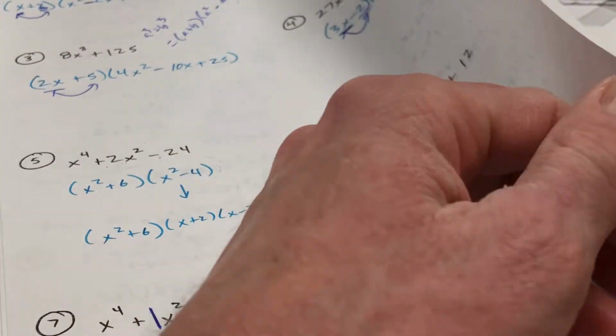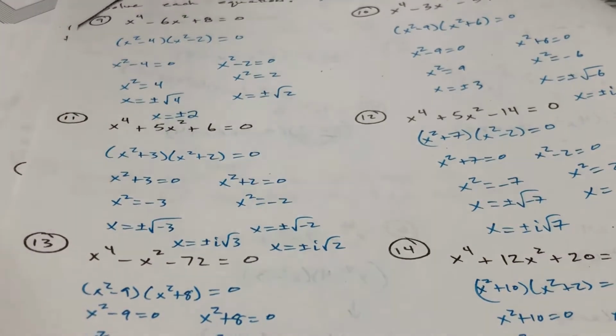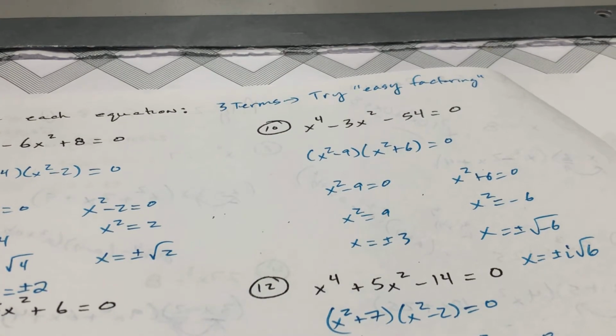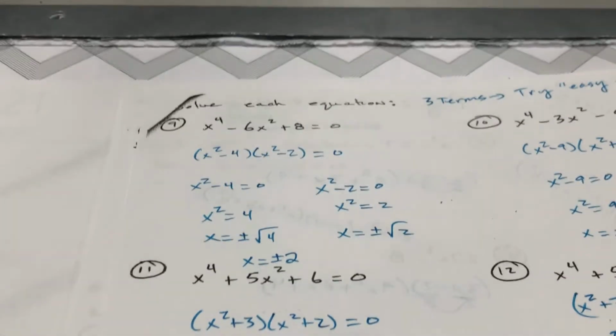All right, here we go. Now we're solving. All right, and this whole page, same type of question. So again, if you see 3 terms, try what I call easy factoring that we did in Algebra 1.